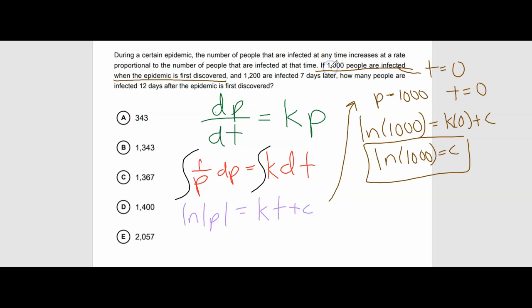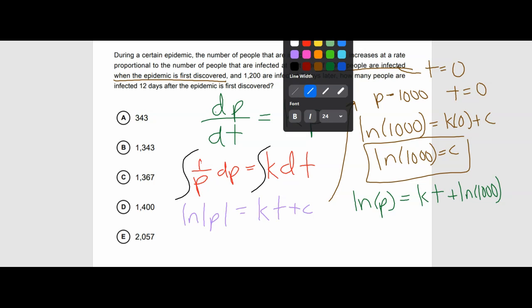So let's go ahead and substitute that into our equation. Natural log of the absolute value of P. And to be fair, in this case, the number of people that are infected are always going to be positive, so you don't need the absolute value signs here. You can get rid of those. It's not going to hurt if you have them. I'm just explaining why I'm not going to use them anymore. So the natural log of P is equal to K times T plus the natural log of 1,000.